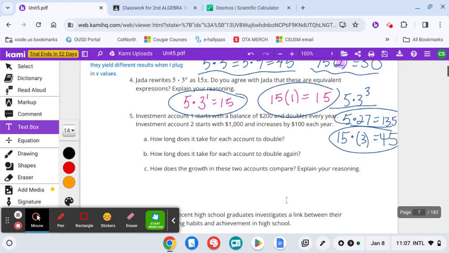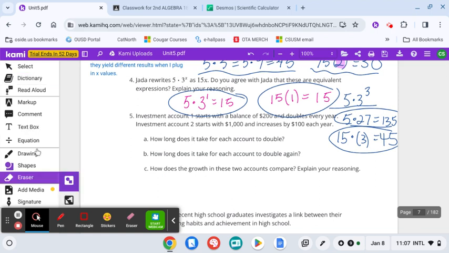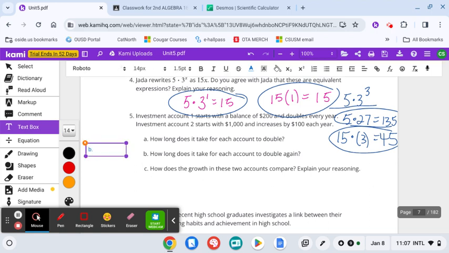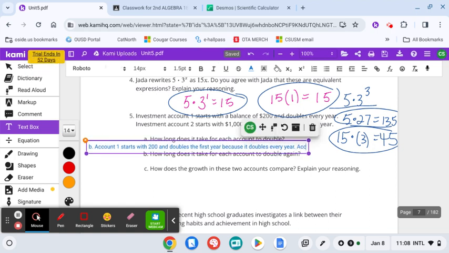So for example, it starts with a balance of 200. Oops, need my text box. So I'm putting part B kind of like over here. Account 1 starts with 200 and doubles, so by year 1 it's already doubled. Account 2 starts with 1,000.